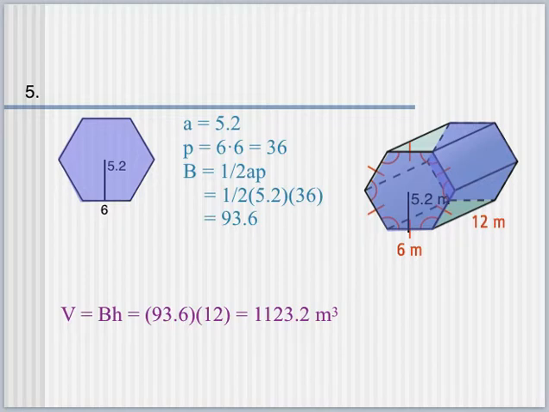Now that you have the base area, you could plug that into volume equals area of base times height. Remember, the height here is really just the distance between the two bases, how tall the prism would be if you picked it up and set it upright.